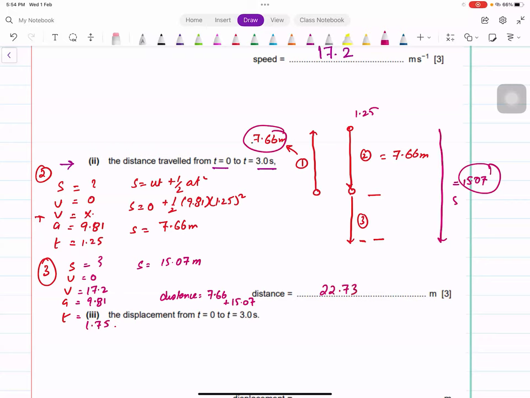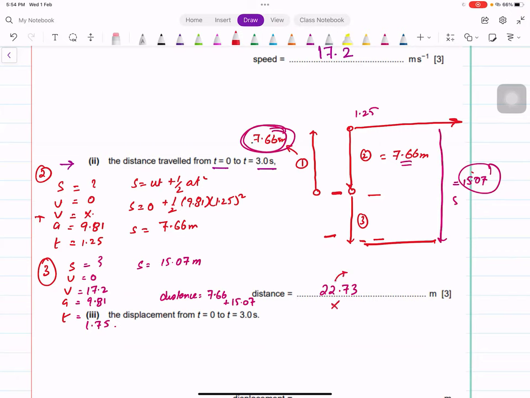Sir, how about the other part? Which part? Because we had to do 7.66 times 2. No, what I did was, I knew that this distance is also this one, right? You agree? So instead of finding this separately, what I've done is I found the distance from this point to this point, added them together. So I got this one. Do you understand? So this answer is absolutely wrong.